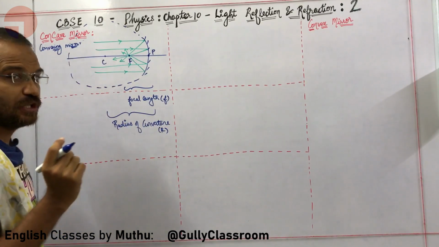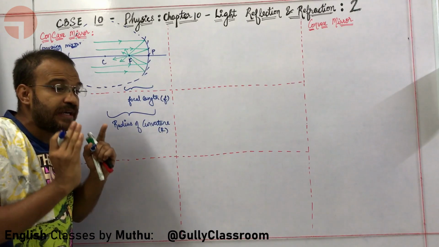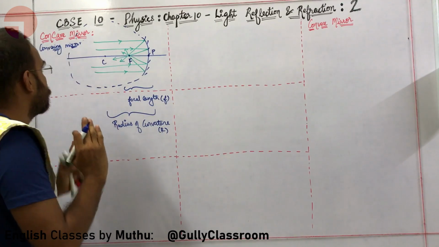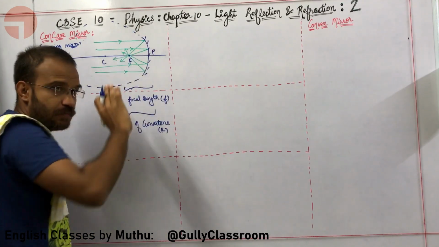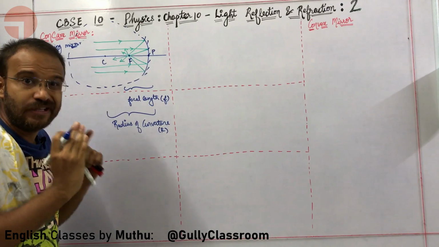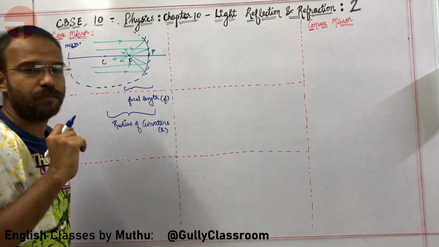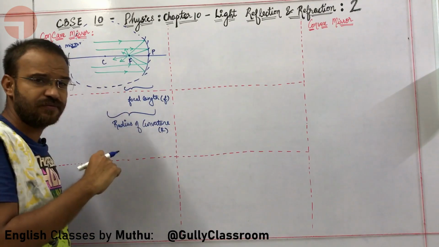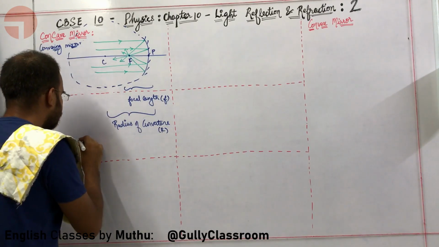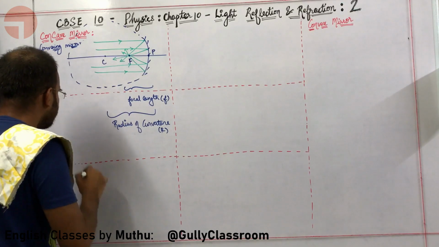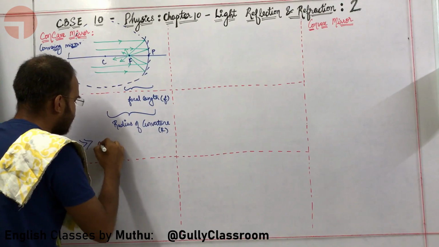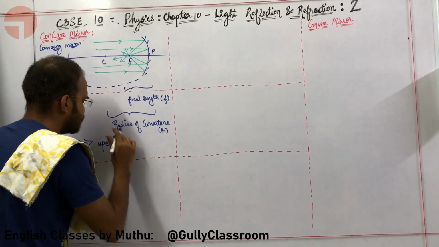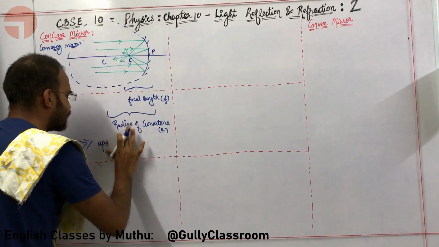Okay. Now let me tell you something interesting. The only type of mirrors we are going to study in our syllabus are defined by a specific property. What is that property? The radius of curvature is always very much greater than the aperture.